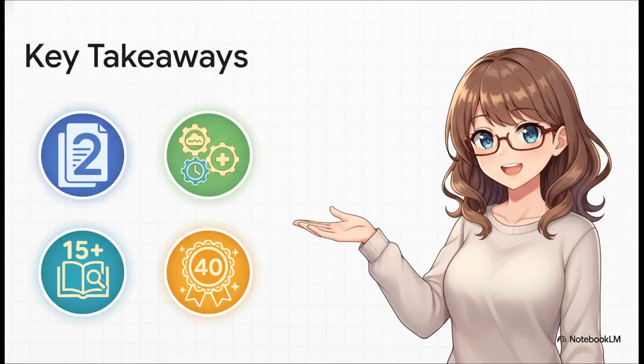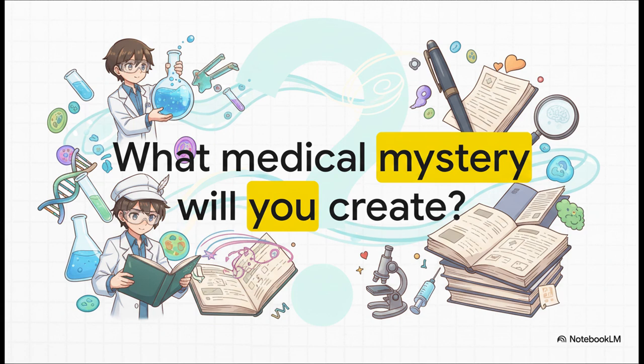So let's do a lightning round recap. We're talking 2 pages, a story with 3 core parts: symptoms, history, treatment, a glossary with at least 15 terms, and the whole shebang is worth 40 points, with half of them riding on how you use that terminology. Got it? Good. And now, the fun begins.